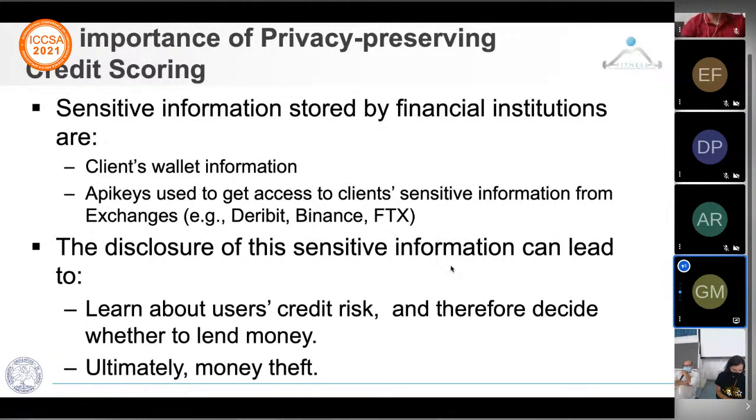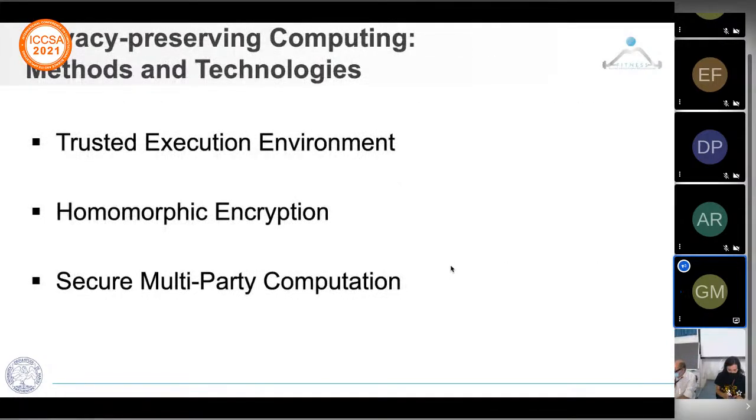Or they could use API keys to, for example, steal money. So there are a number of keys that are used to get access to exchanges, such as Deribit and Binance. And these keys could be used to, for example, steal money. Which solutions do we have? Companies that want to provide privacy-preserving computing, so the protection of data in use, typically use trusted execution environment, sometimes homomorphic encryption, and secure multi-party computation. These three are the widely accepted ones.